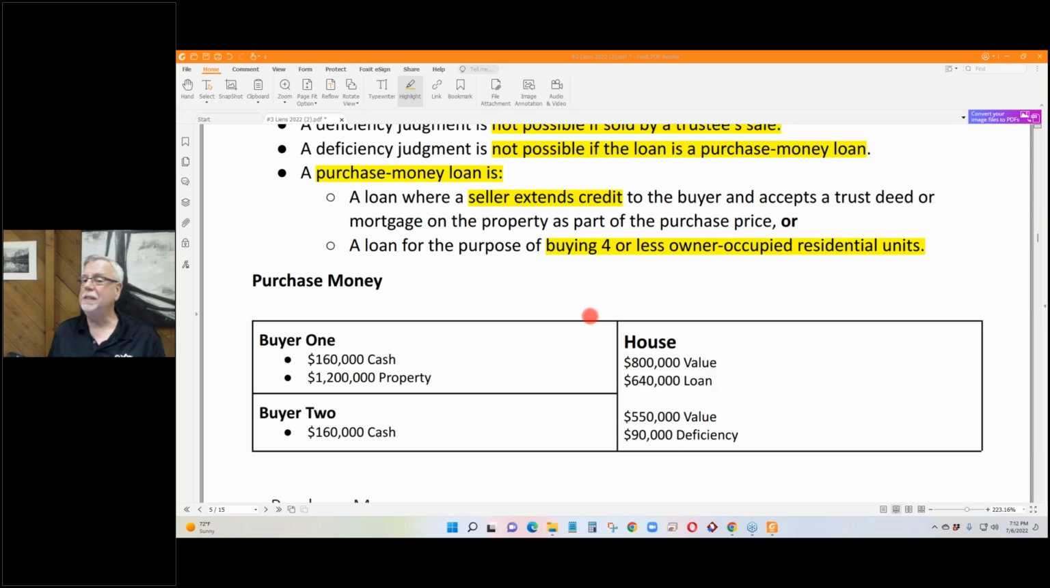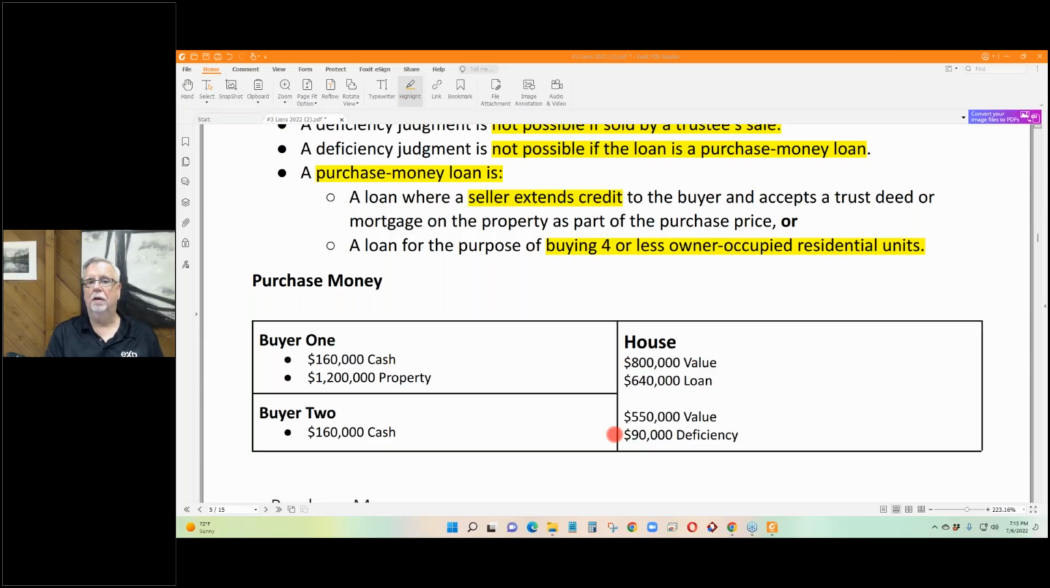Now, what does this have to do with deficiencies? All right, let's say the market crashes and that $800,000 house is no longer worth $800,000, it's only worth $550,000. That means if the house is sold at an auction, there's going to be a $90,000 deficiency. That's the deficiency we're talking about. Now, under California law, if the property is a 1 to 4 unit, residential property, owner occupied, and the loan is a purchase money loan, the lender cannot get a deficiency judgment.